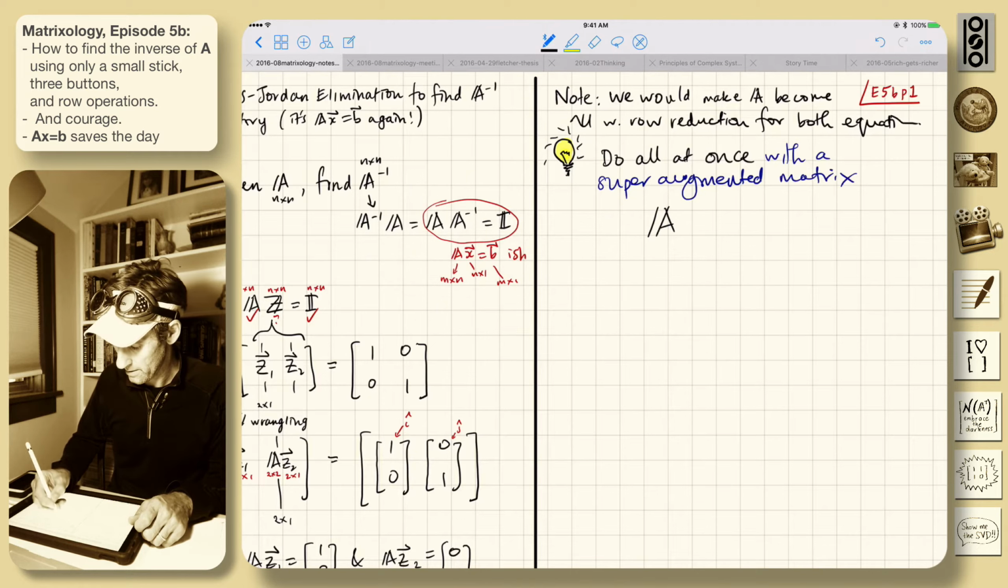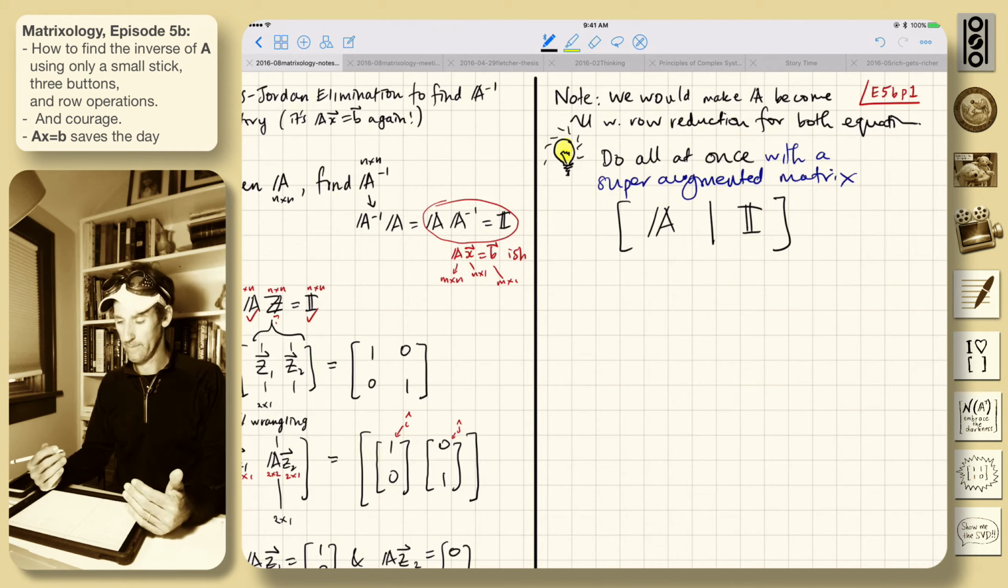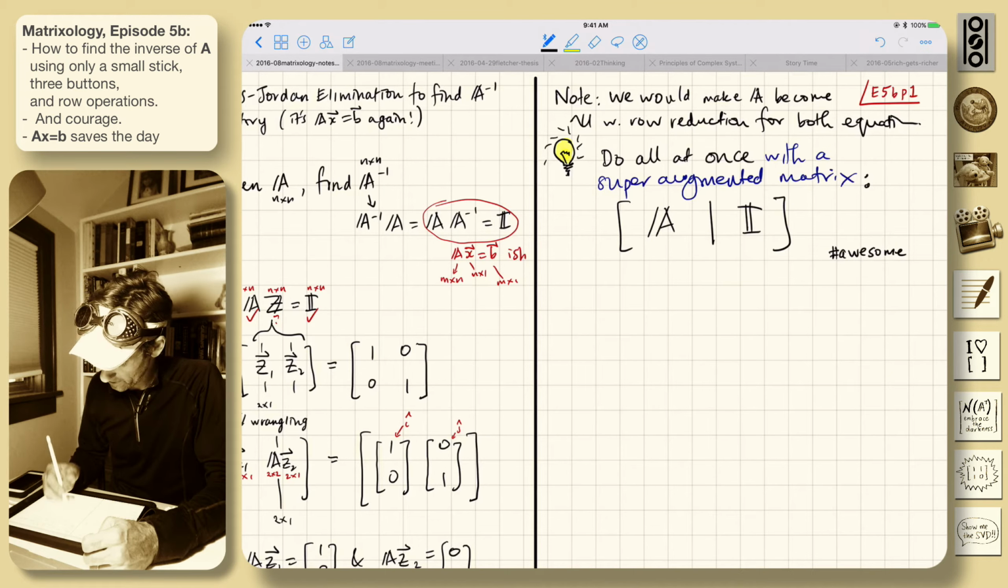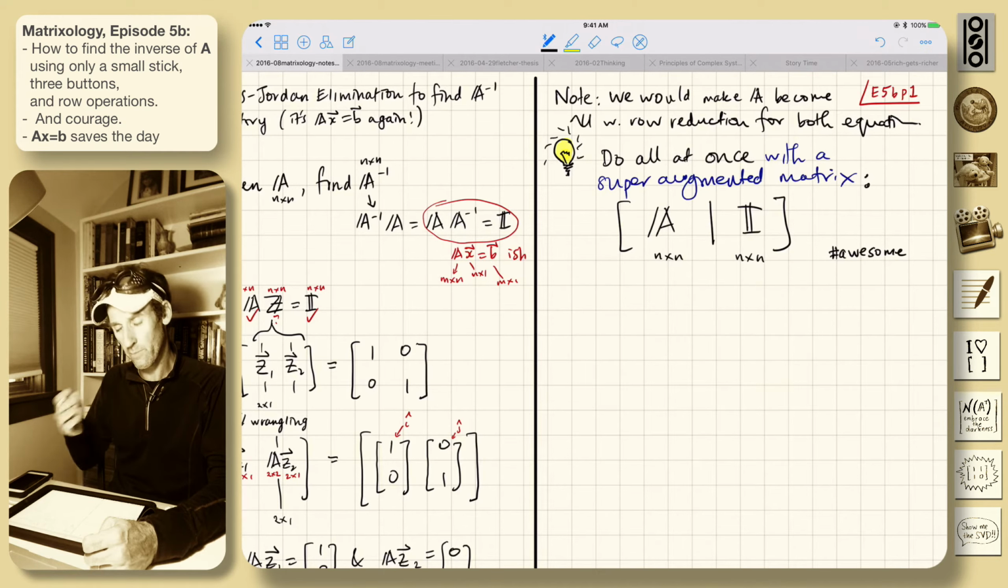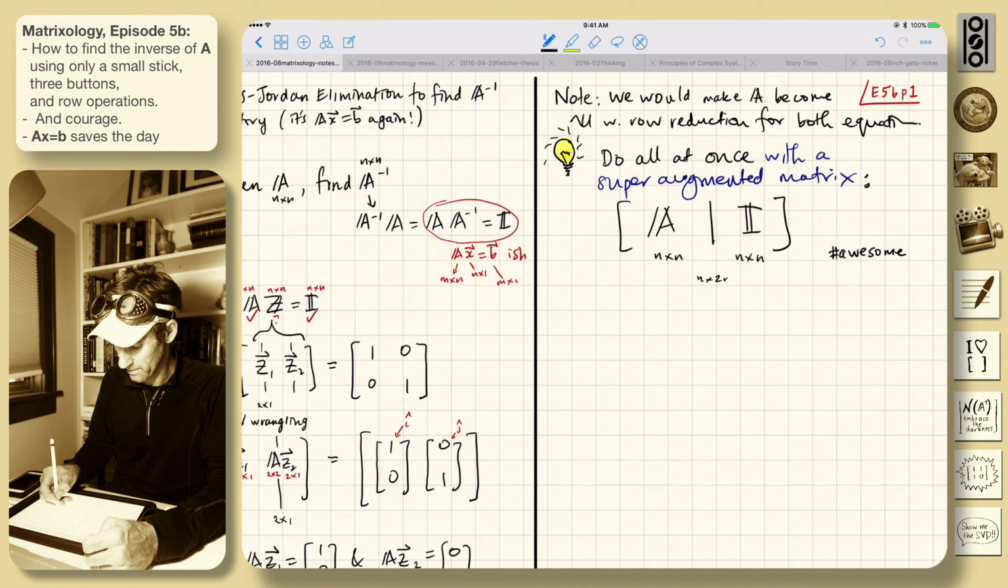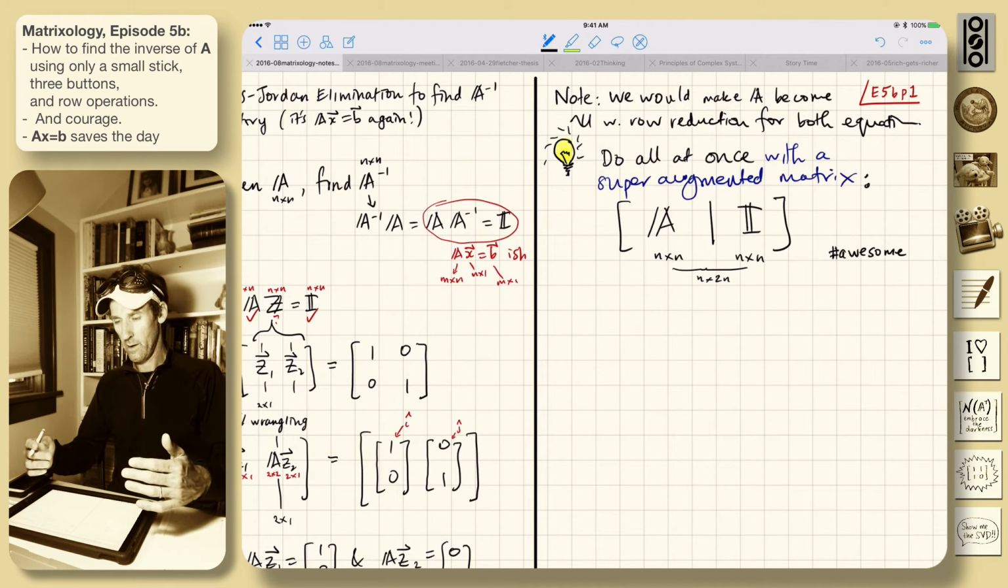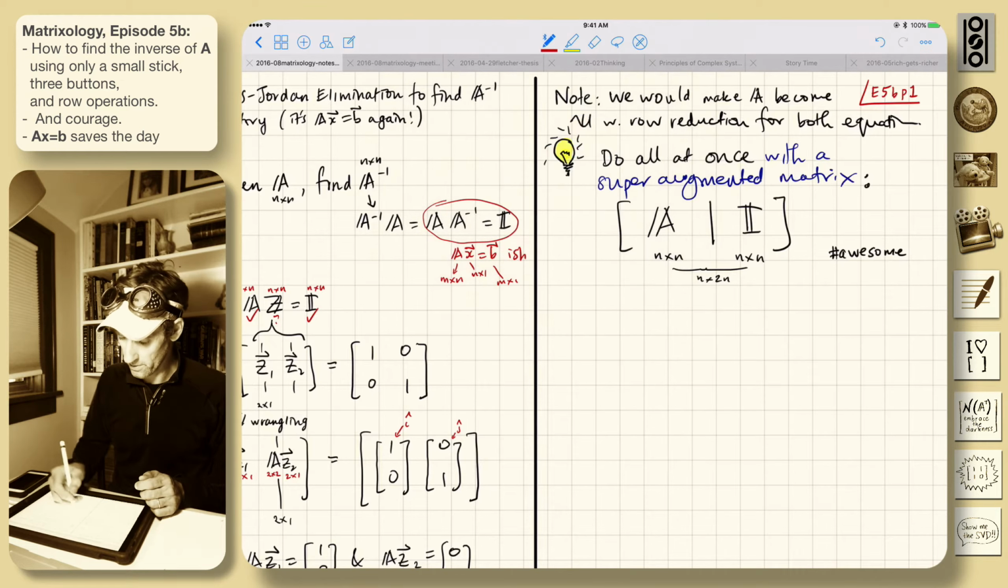So you would actually do this: A, a vertical bar, identity, and do row reduction on this thing. This is awesome. Octothorpes, excellent objects. So this is an n by n and this is an n by n, so this whole thing is an n by 2n matrix. And we're going to do row reduction.